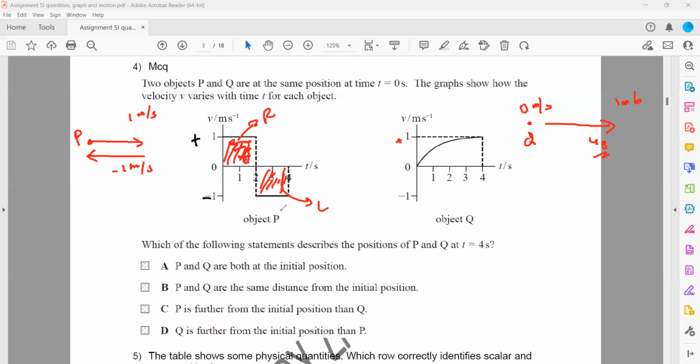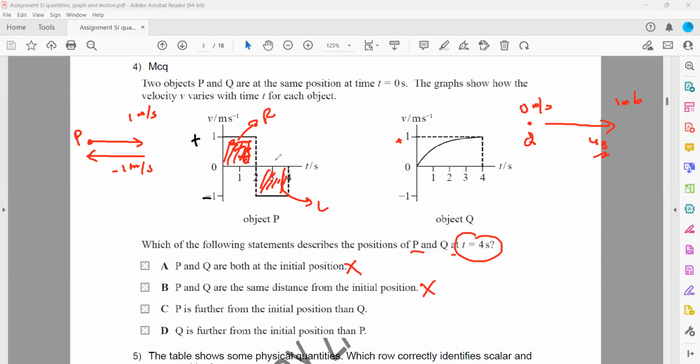Now we have to check the options, which one matches with the description. Which of the following statements describes the position of P and Q at 4 seconds? Both at the initial position, that's wrong, because P is at the initial position, but not Q. P and Q are at the same distance from initial position, that's also wrong. P is actually at the origin and Q has covered some distance from origin.